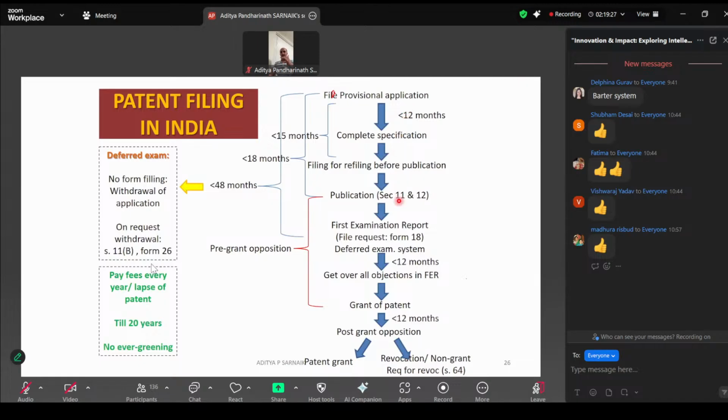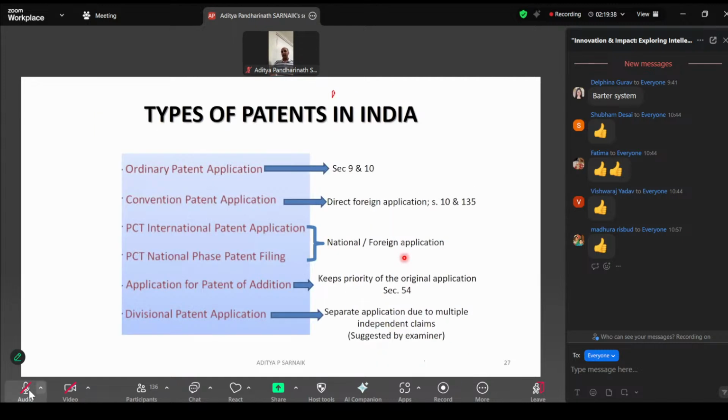So this is how the patent filing happens. It is a very simplified view of patent filing. So this is how the patent filing happens in India. Okay, no problem. Now there are different types of patent. The one which I said is called an ordinary patent application, the normal way it happens. Now there is the convention patent application.